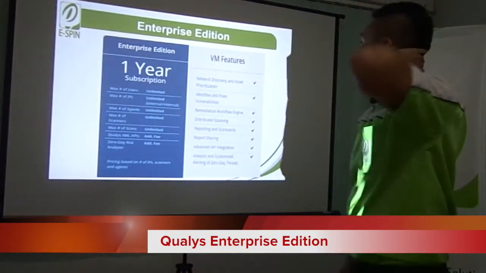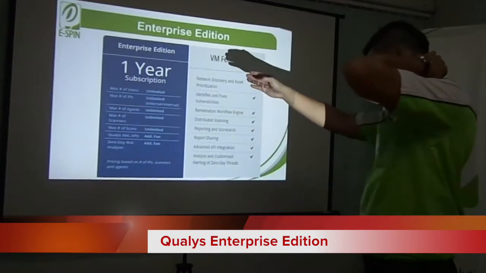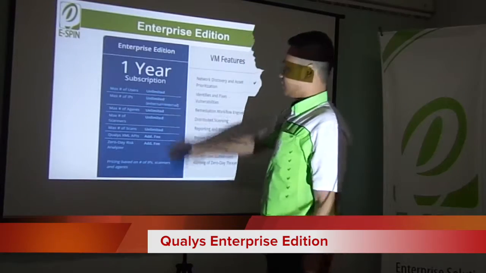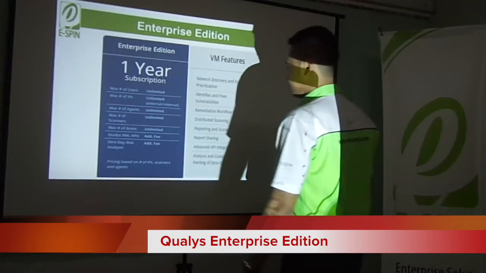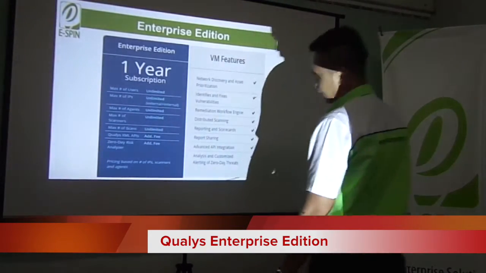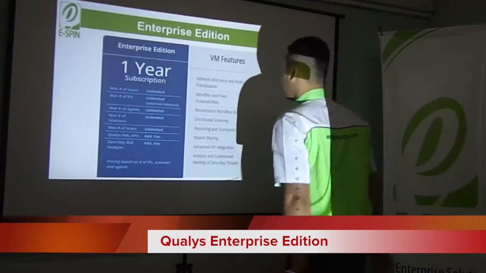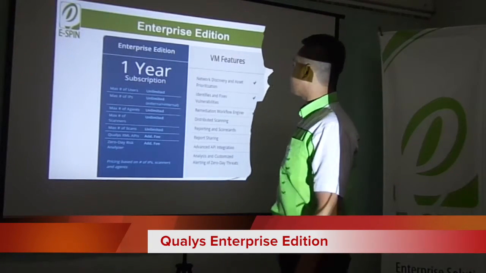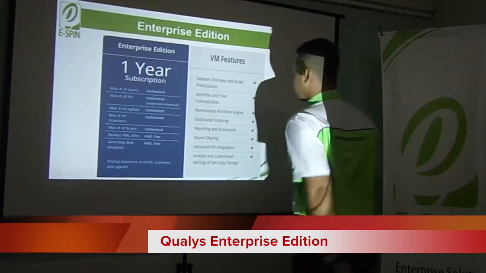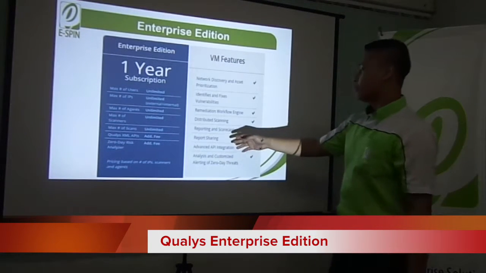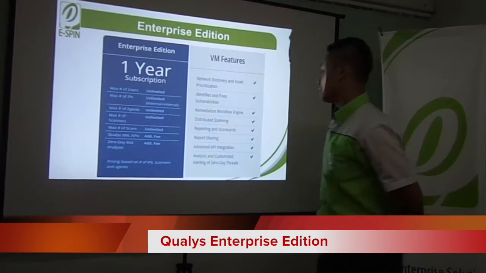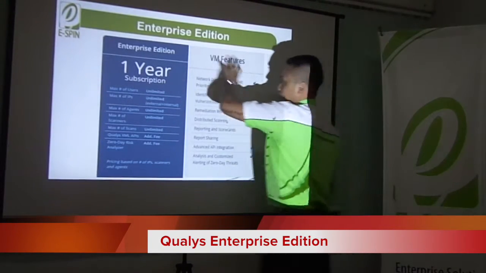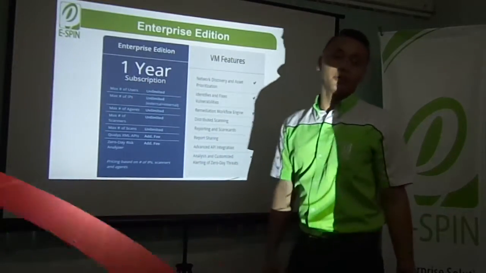For the example of the one-year subscription, you can see the users, IPs, agents, scanners, scans, APIs, and the risk analyzer. All of these are unlimited. You can also see the network discovery, identify and fix, distributed scanning, reporting, report sharing, and analysis, and customer alerting of zero-day threats. We already include this for the Enterprise Edition.